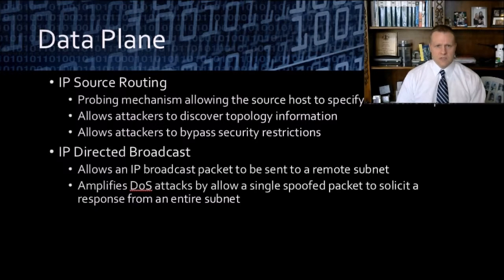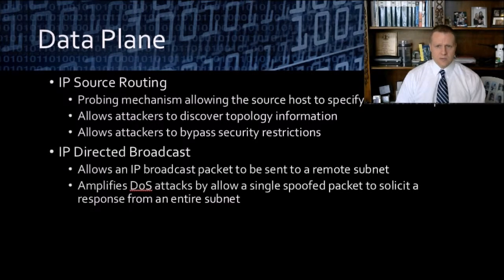The data plane section starts with IP source routing, which is a probing mechanism that allows the source host to specify its own path across the network. One would guess this is generally not a good idea, as source routing also allows the discovery of topology information or the ability to bypass security restrictions on the network. This feature should be disabled.